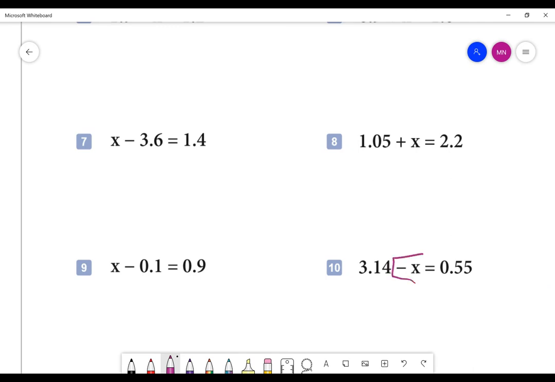Like here we have minus x. So here you could add x to both sides. That way you're keeping it positive. So then if we rewrite it, it's going to be 3.14, which you may have noticed is pi, equals 0.55 plus x. And then from here, we can get x by itself by subtracting.